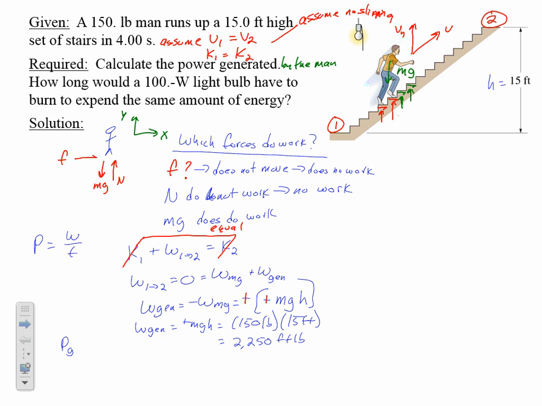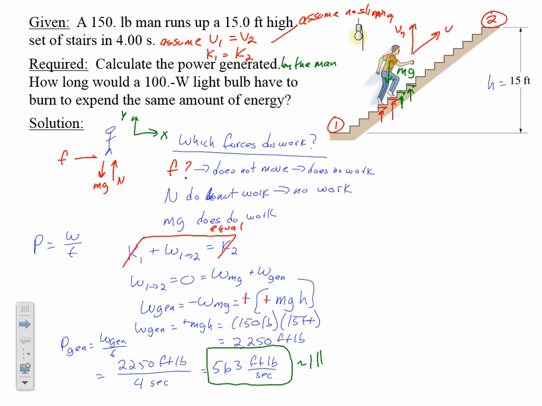We can then also calculate the power generated by the man. It's going to be the work generated divided by the time. So it's going to be 2,250 foot-pounds divided by 4 seconds. And this works out to 563 foot-pounds per second. This is our answer. This is how much power the man generated as he ran up these steps in 4 seconds. And this is about 1 horsepower. 1 horsepower is 550 foot-pounds per second. So it's just a little bit more than 1 horsepower.